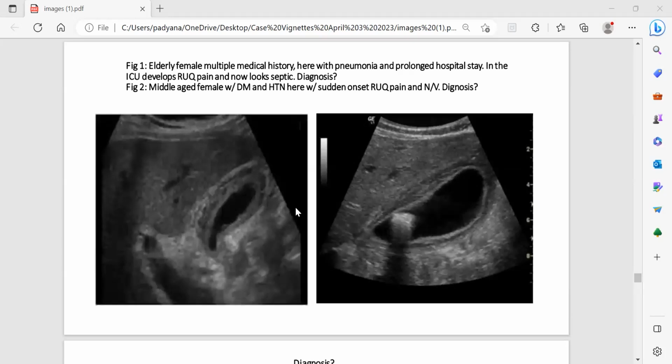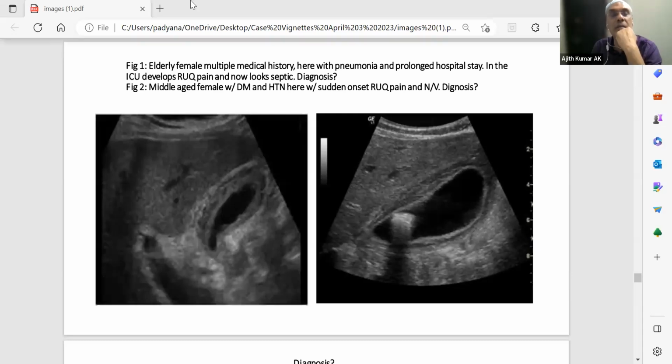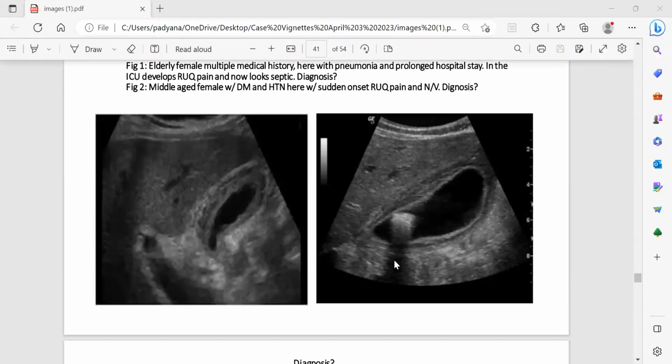Yes, one last one. Significant edema, and then there is an artifact. Gallstone. The acoustic shadow. It is causing some kind of artifact here, gallstones. Yeah, this negative shadow because of the stone.